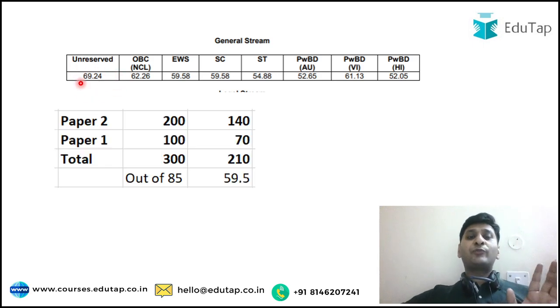So the calculation would be something like this. If you get 70 in paper 2, now since paper 2 has 2/3 weightage, that is double the weightage of paper 1, it would be calculated out of 200. So 70 becomes 140. In paper 1, suppose you get 70 out of 100, you get a total of 210 out of 300. Now this 210 is out of 300. Out of 85, if we try to find the equivalent marks, this will become 59.5. So this way they would have scaled your marks out of 85, right?